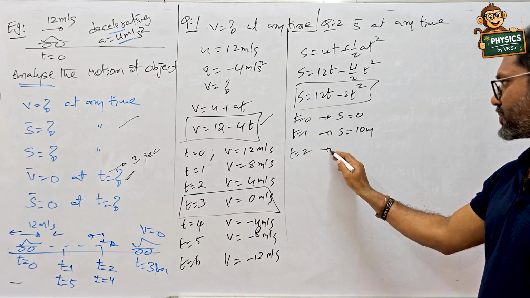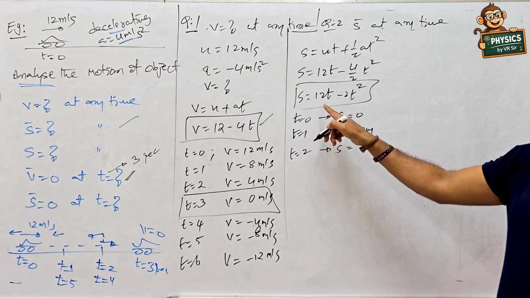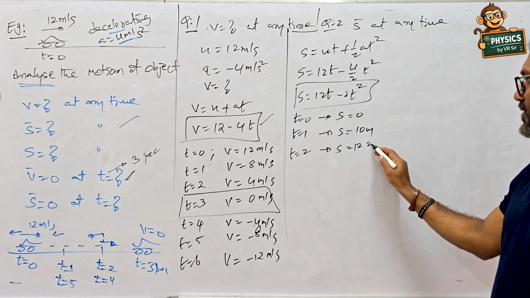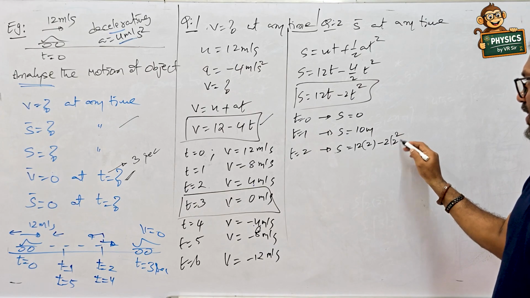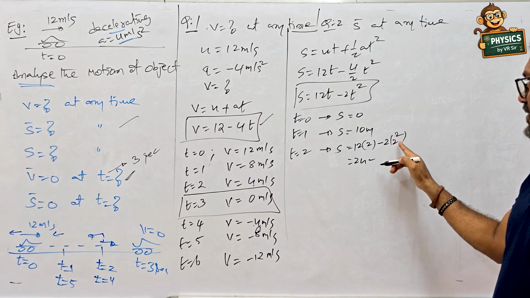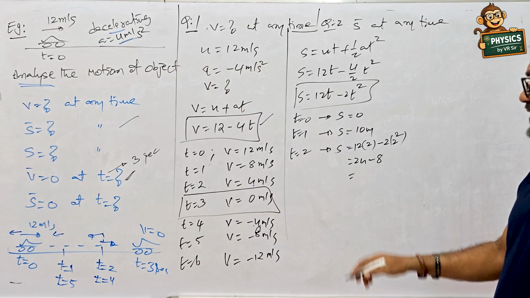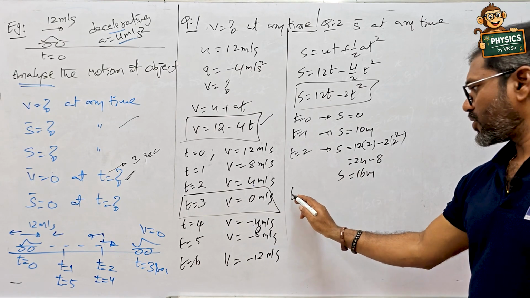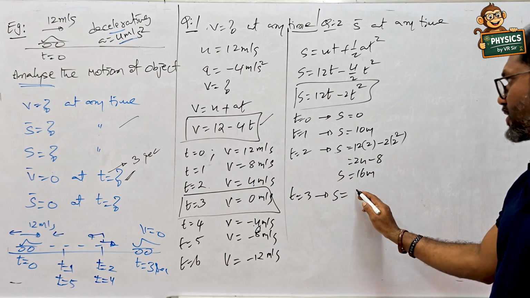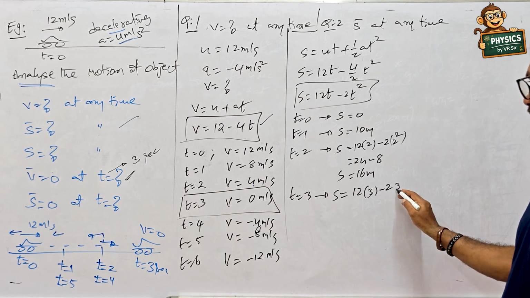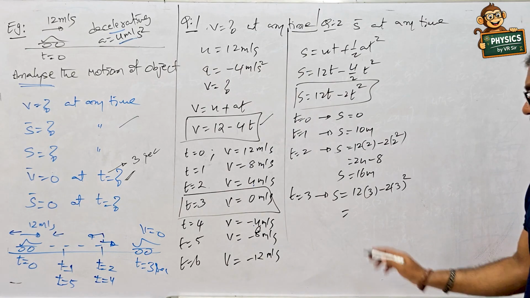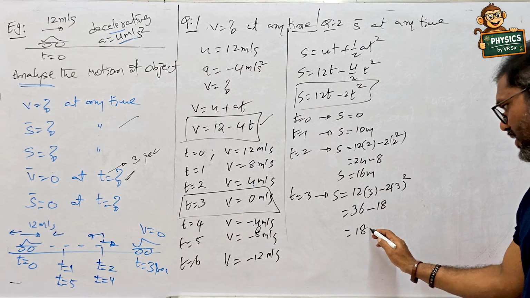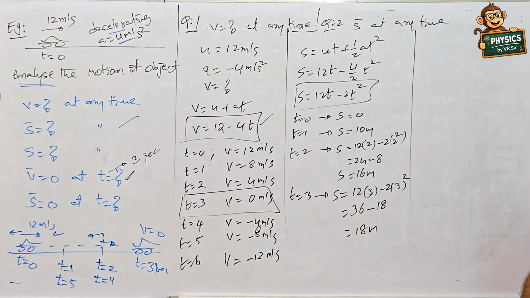So t equals 2. Displacement is 12 into 2, 24, minus 2 into 2 square, that is 4 times 2, 8. So 24 minus 8 is 16 meters. Now t equals 3 seconds, S equals 12 into 3 minus 2 into 3 square. This is 36 minus 9 twos are 18. So it is nothing but 18 meters, the displacement at t equals 3 seconds.